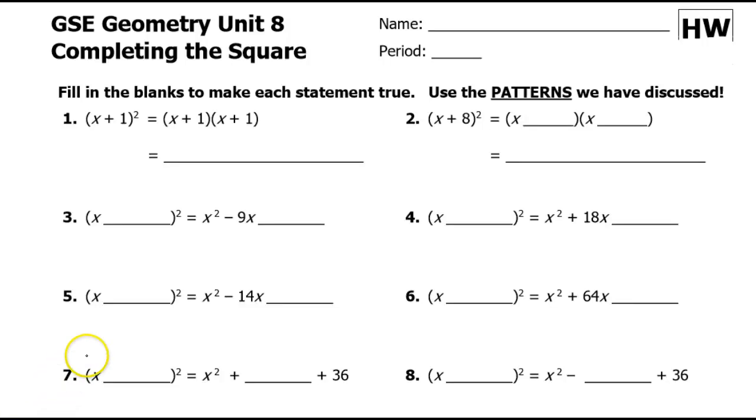In this video, I will teach you how to complete the square. It's a way of writing a trinomial and rewriting it as a binomial squared. So I'm going to show you how to do that.